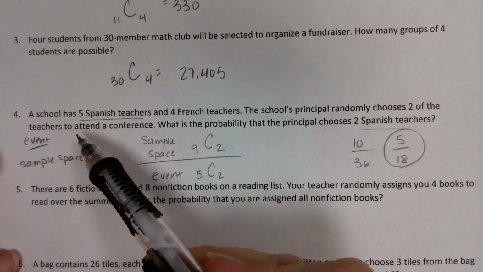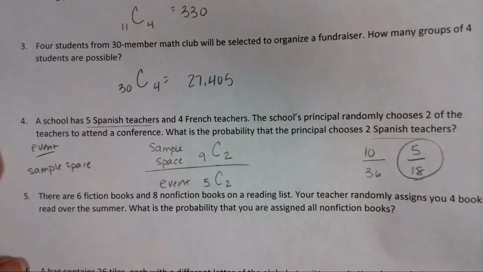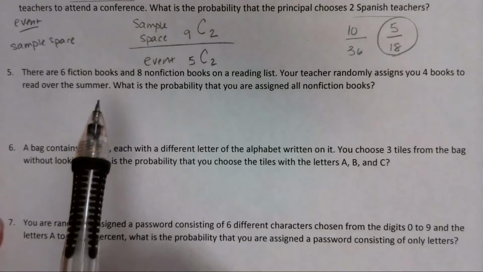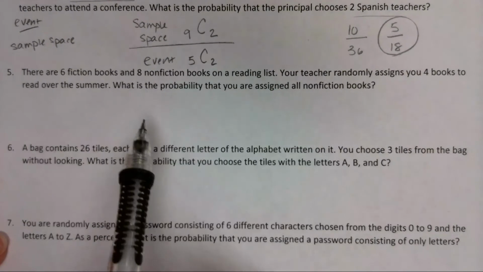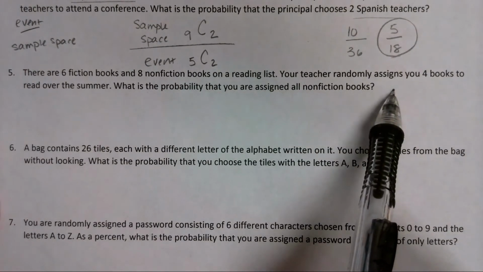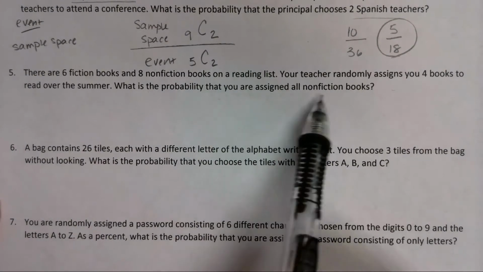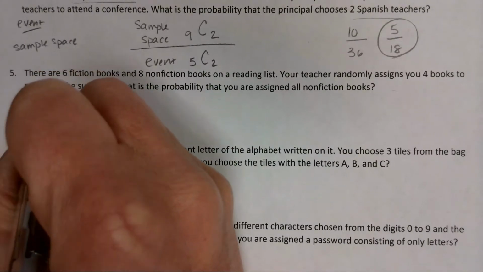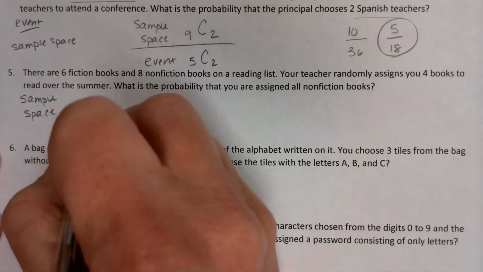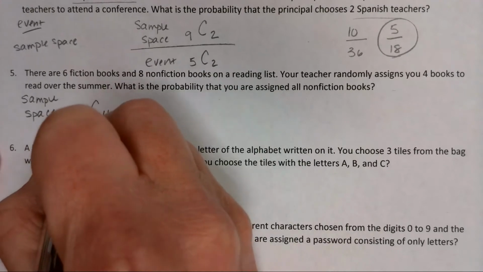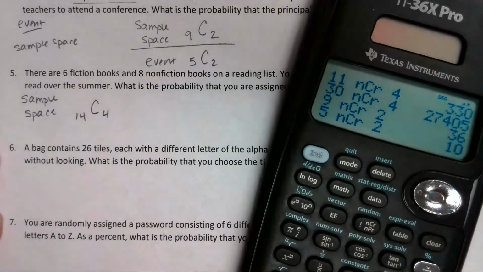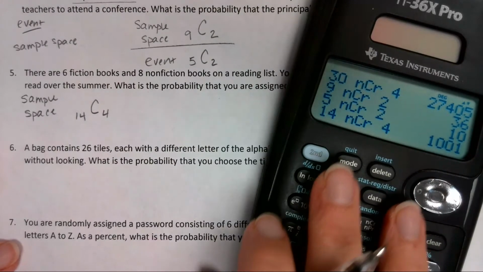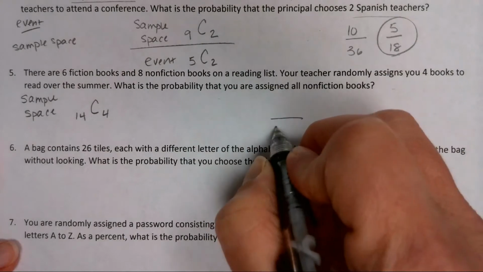event is special qualifications. So looking at number 5, there are 6 fiction books and 8 non-fiction books on a reading list. Your teacher randomly assigns you 4 books to read over the summer. What is the probability you're assigned all non-fiction? So my sample space, I've got to read 4 books out of a total of 14 of them. So there are 1,001 ways that can happen. So that will be my denominator.